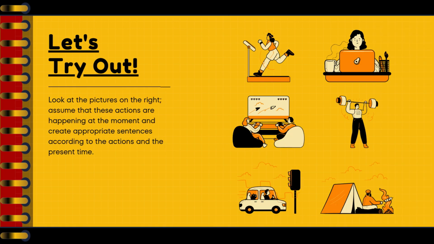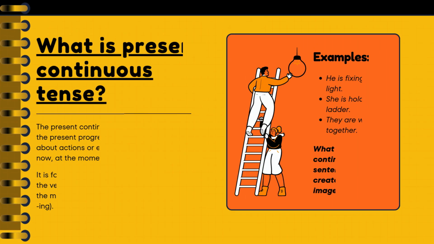Let's try out. Look at the pictures on the right. Assume that these actions are happening at the moment and create appropriate sentences according to the actions and the present time. What is present continuous tense?